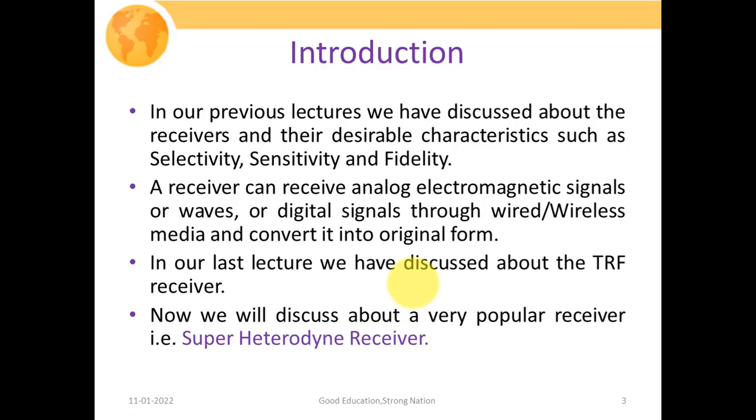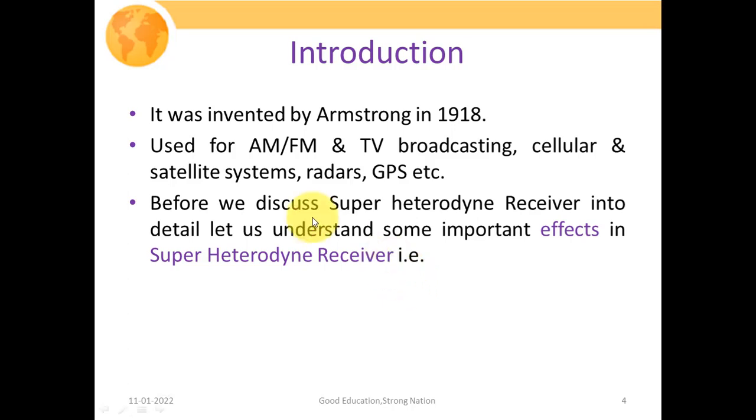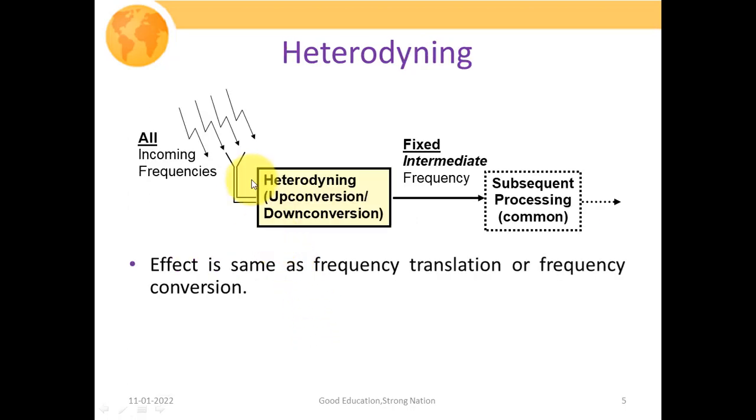Now in this lecture we are going to discuss a very popular receiver, the super heterodyne receiver. The super heterodyne receiver was invented by Armstrong in 1918. It is used in AM, FM or TV broadcasting, cellular, satellite systems, radars, GPS. These are a few of the different applications where the super heterodyne receiver might be used. Before we discuss the super heterodyne receiver in greater detail, let us discuss some of the important effects in it, that is heterodyning, what it is, and image frequency, what it is. This particular figure shows the heterodyning concept.